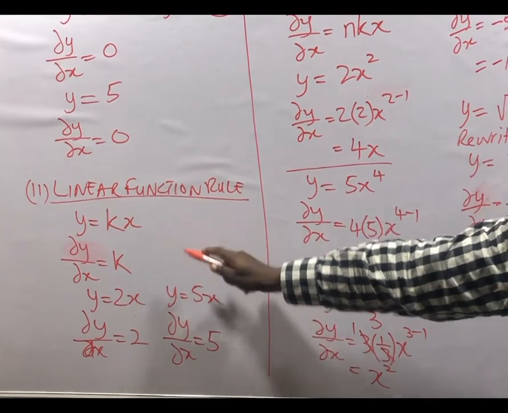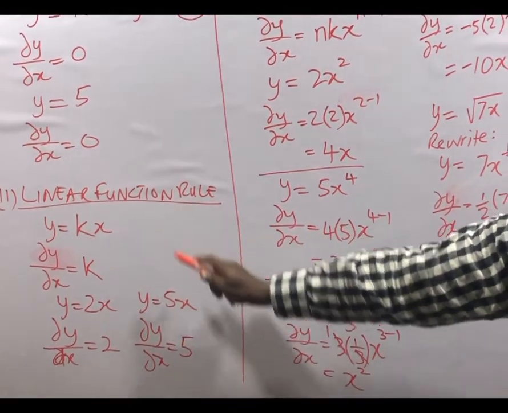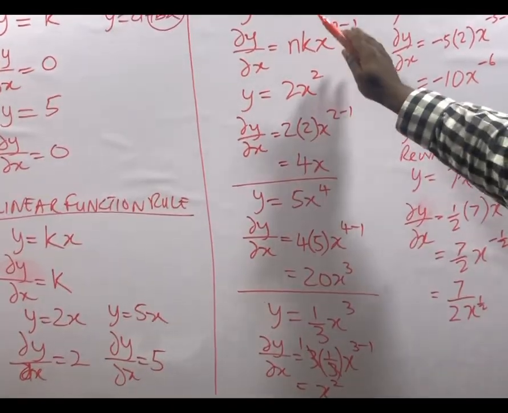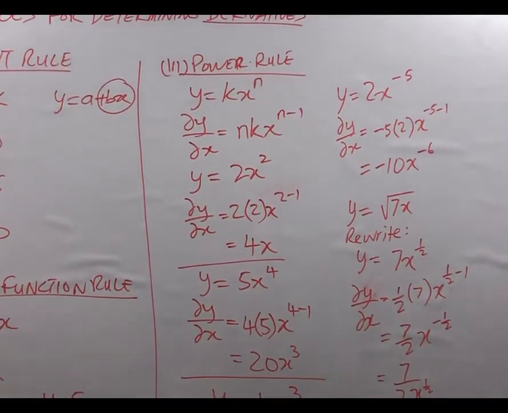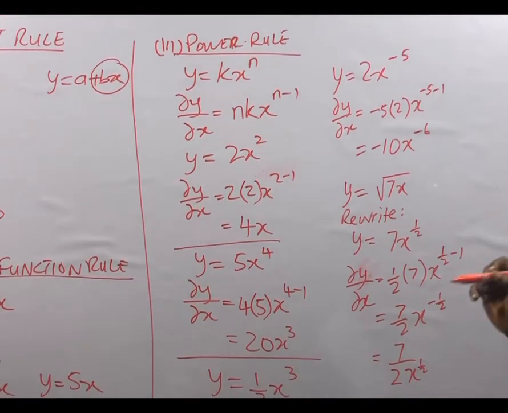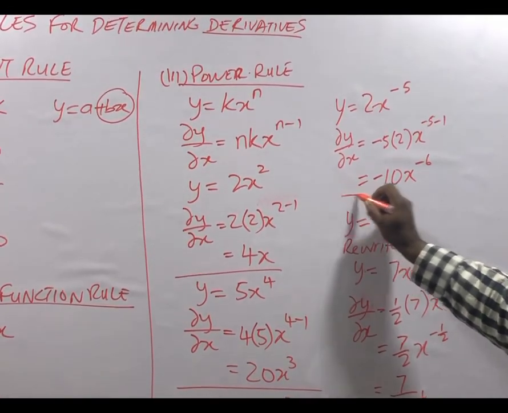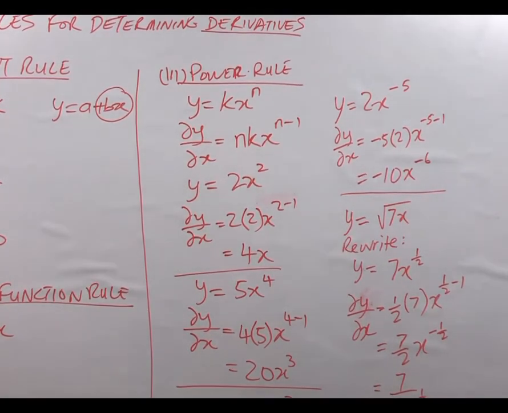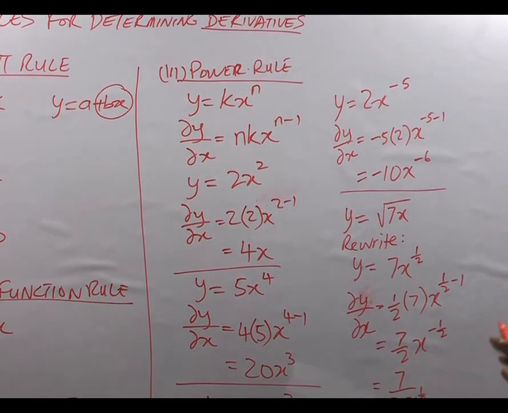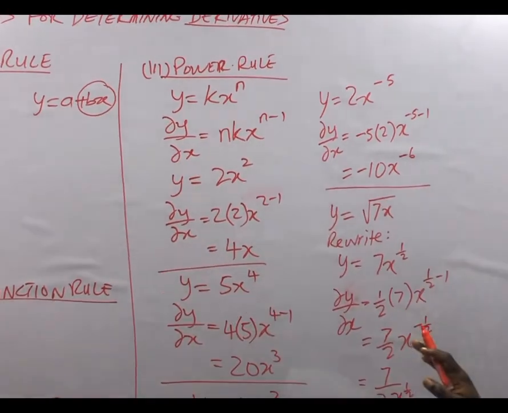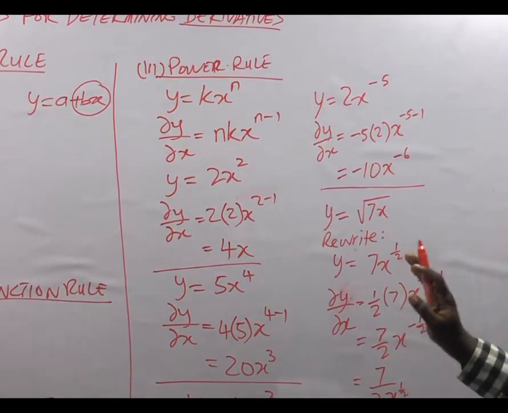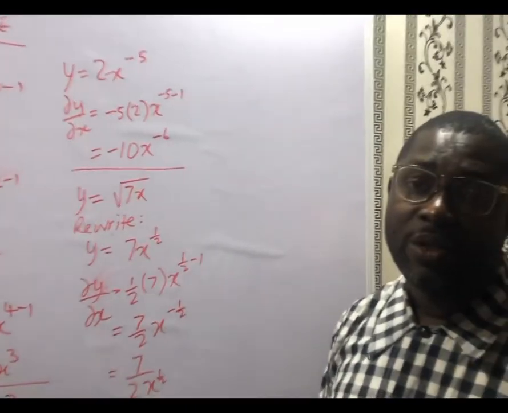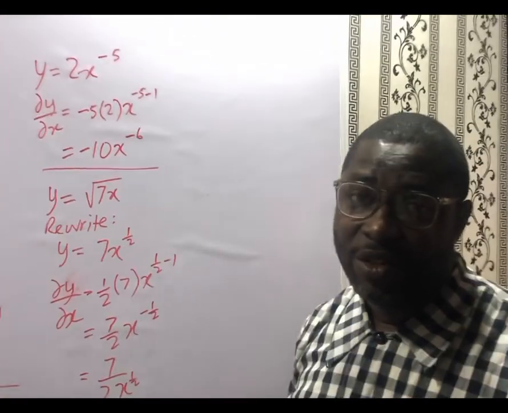Then we have also looked at the linear function rule. If you have 5x, it will result in 5. Then we have also looked at the power rule. The power rule can be presented in different ways. So whatever example you are given, look at these examples and work out what to use to determine the derivative. In the next video, we are going to look at some other rules of differentiation. Thank you.